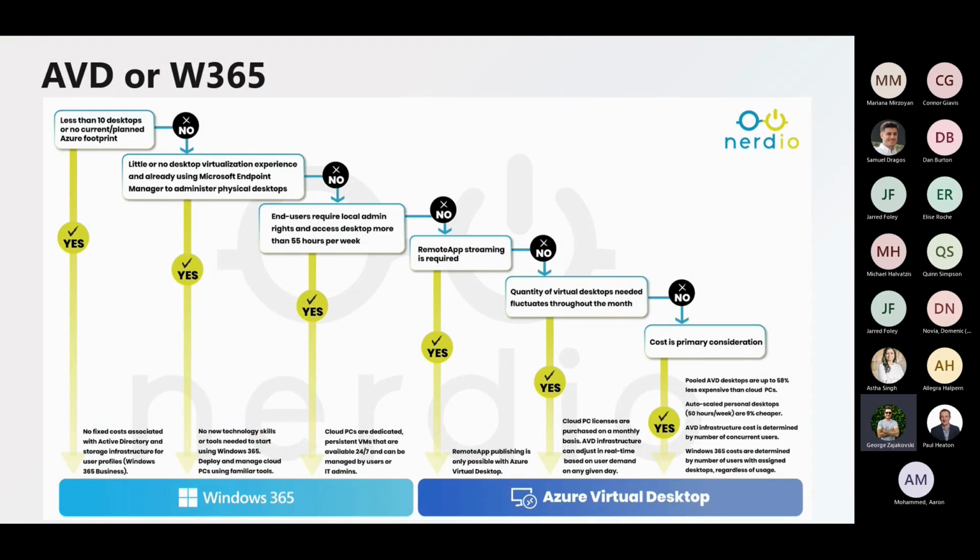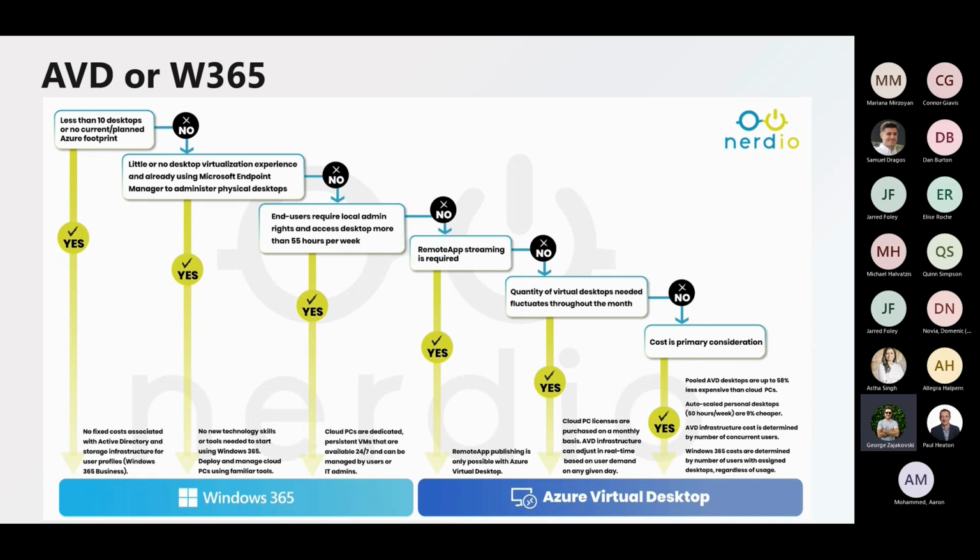This is actually a really good breakdown from Nerdio, who have come up with this waterfall flow process or chart that gives you a good indication around whether you should choose Windows 365 or Azure Virtual Desktop for your typical workloads. So, starting at the top there, are there less than 10 desktops or no current planned Azure footprint? If that's the case, then just go Windows 365. It's just easier to deploy. You don't need to go through all this hassle of deploying subscriptions, VNets, all this kind of stuff, right?